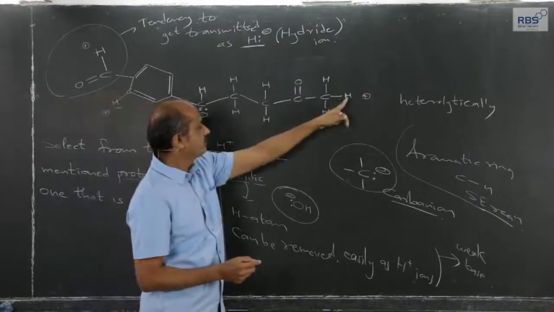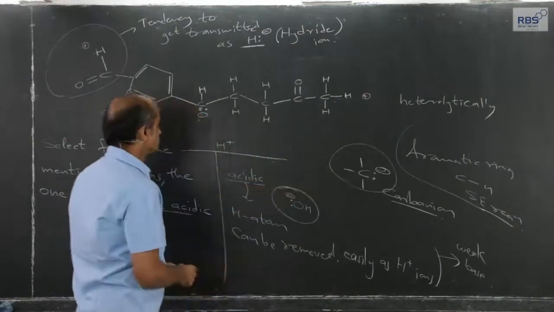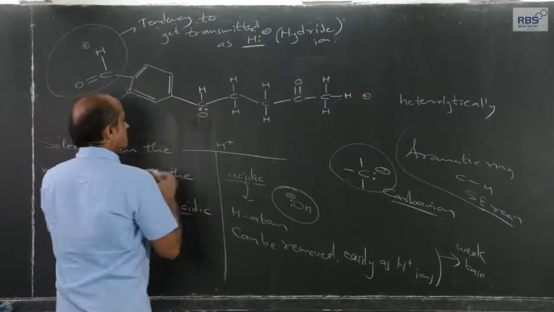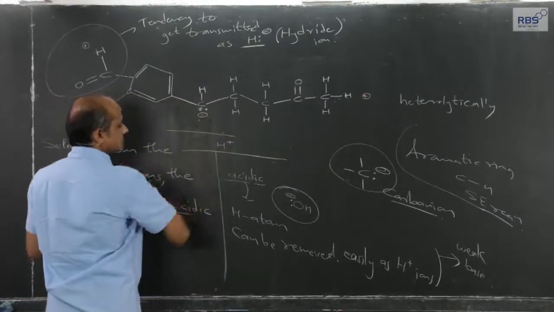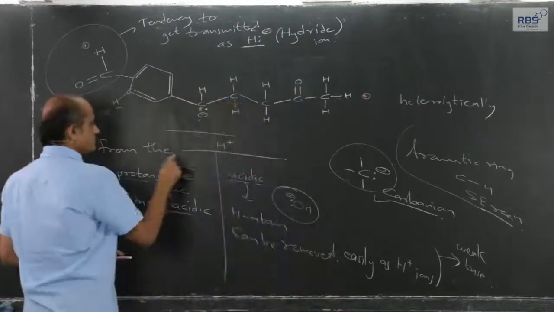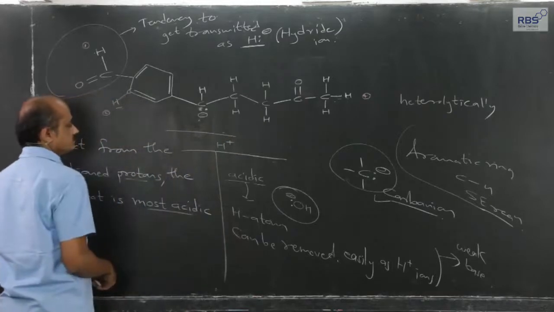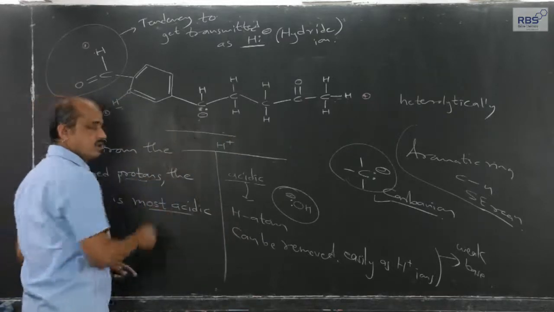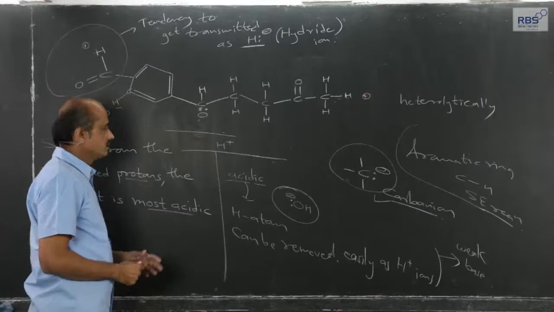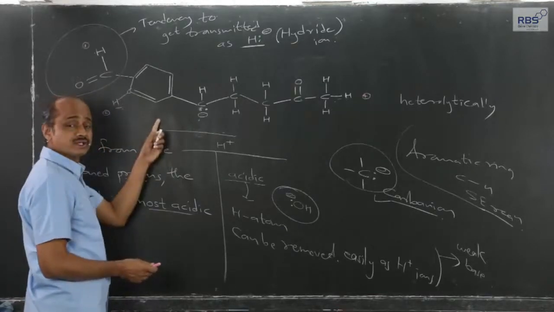And if this hydrogen atom were removed, then this would also get converted into a carbanion. But this carbanion is more stable than that one because of resonance. How is resonance possible here? Because there is a conjugation.